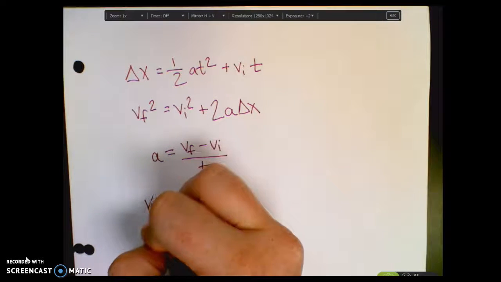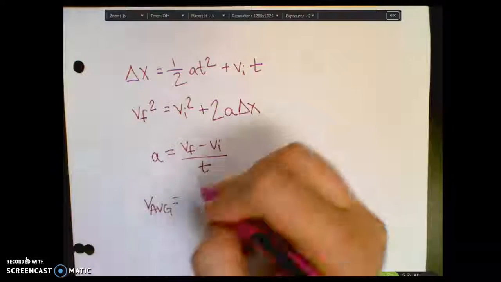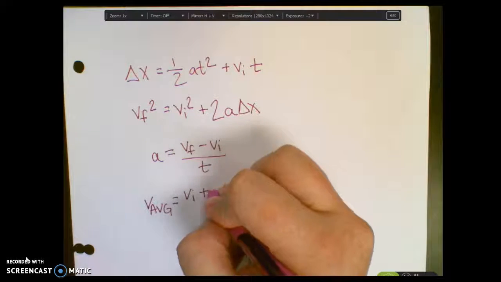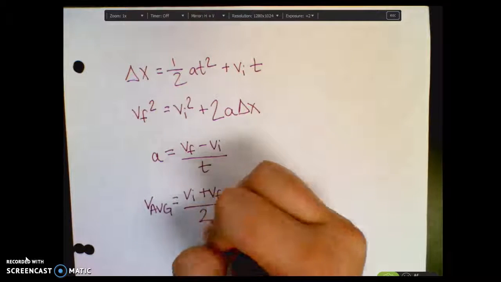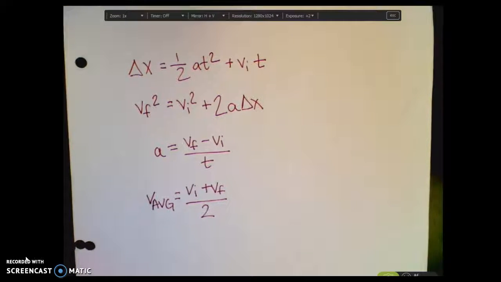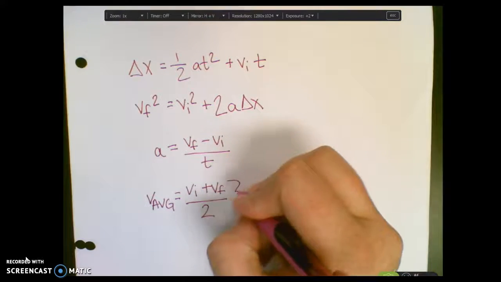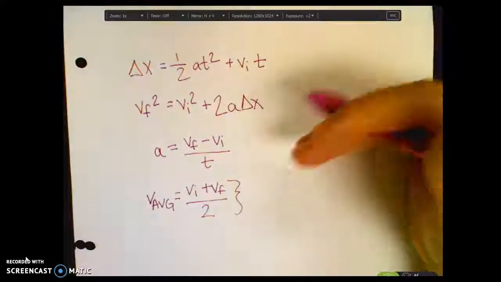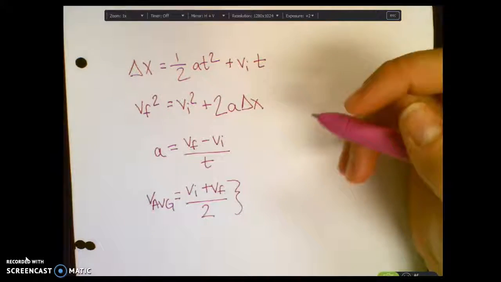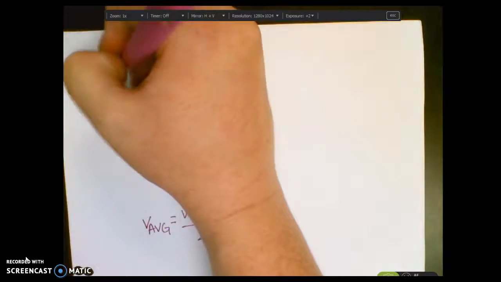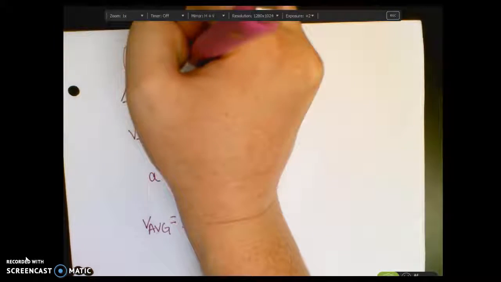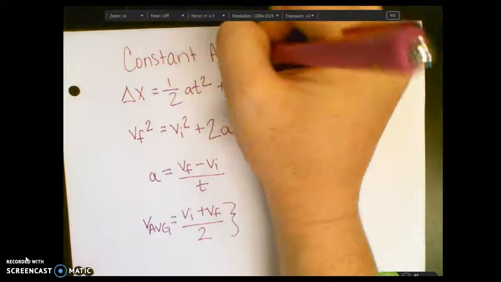If we are constantly accelerating, our average velocity is our initial plus our final over 2. Now in the videos before, when we've talked about average velocity, we just said displacement over time. We couldn't add the initial and final and divide by 2 because we weren't necessarily moving with a constant acceleration. So this equation, or all of these equations, are only used if there is constant acceleration. So let's just name these our constant acceleration equations.